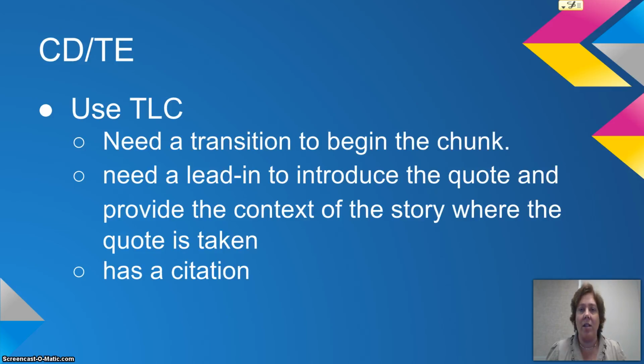You should also use what we call TLC when you write a piece of textual evidence. It should start with a transition, the T, transition, to begin the chunk. You'll need a lead-in that introduces the quote and provides the context of the story where the quote's taken. Basically, who said what to whom. And finally, it should have a citation, and we're going to talk about how to do that more in the future.